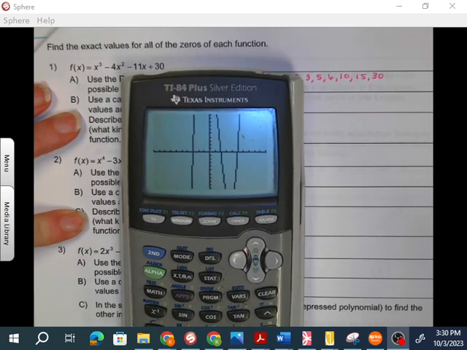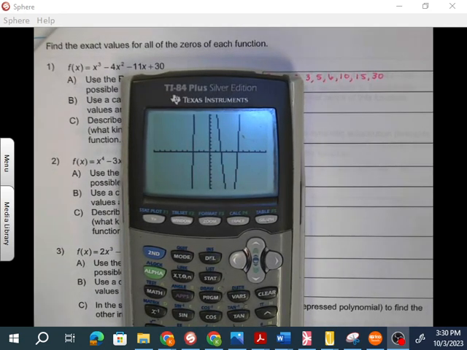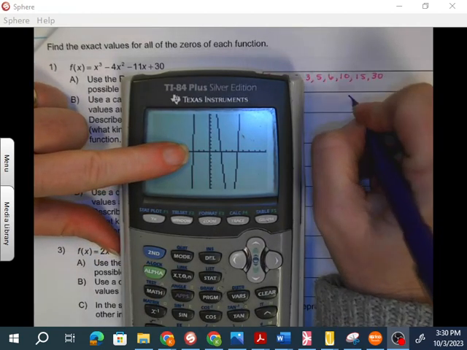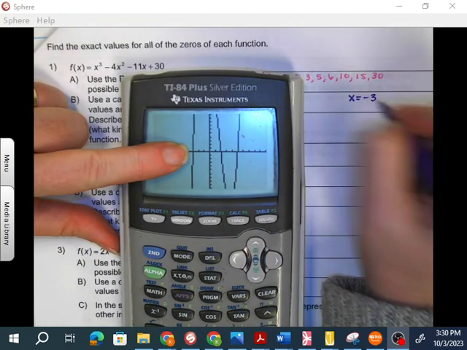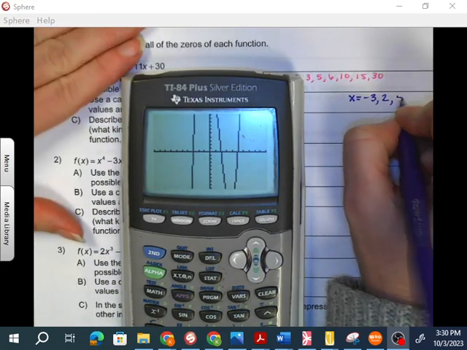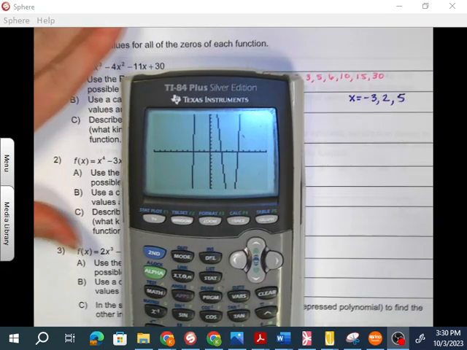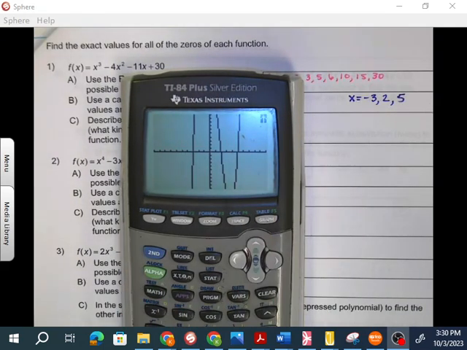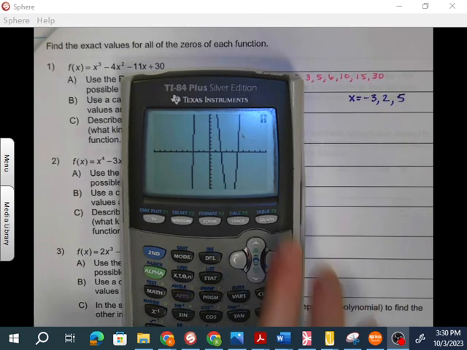It really makes your life much easier, because this means I have a zero at, this first one looks like it's at x equals -3, and then x equals 2, and x equals 5. Now I'm going to check just to be sure that that's where they are by going to my table. Always look at the graph first. I'll tell you why on the next one.